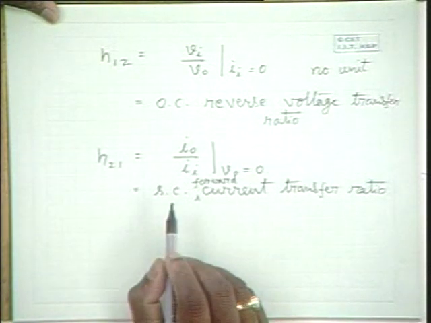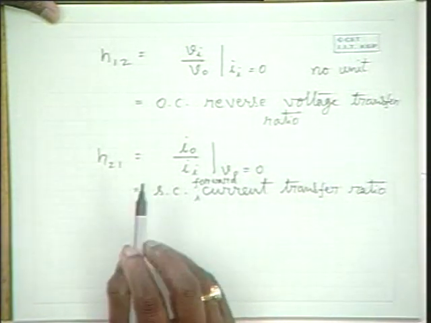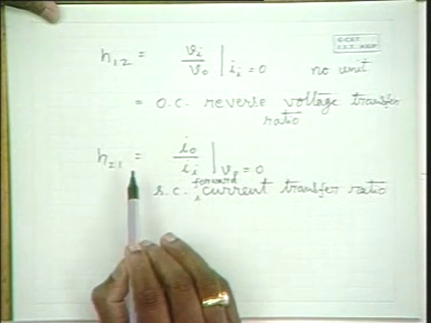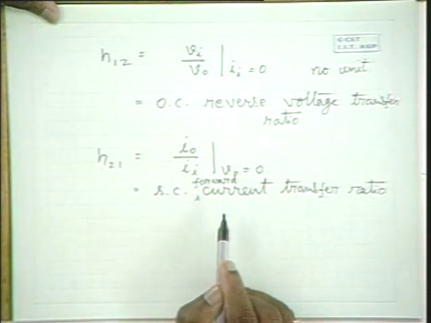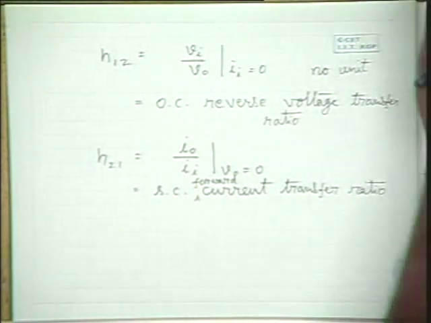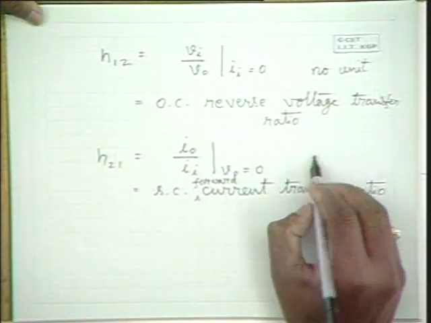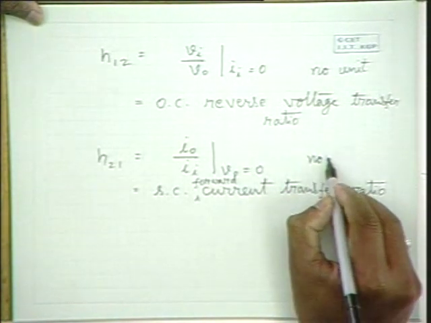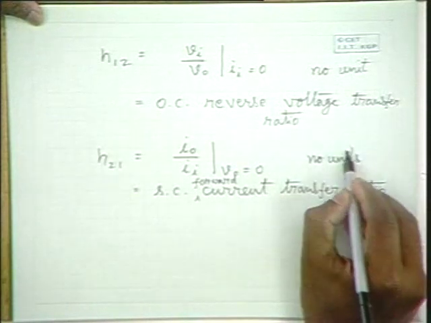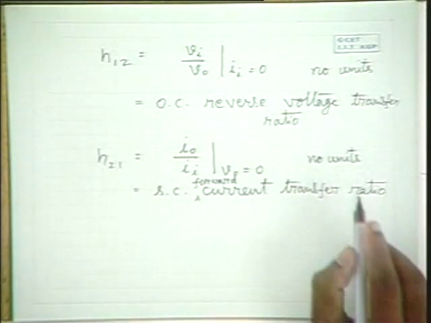This is H21. In the context of amplifiers, transistors, it is a short circuit current gain. And so there are no units because it is a current ratio.